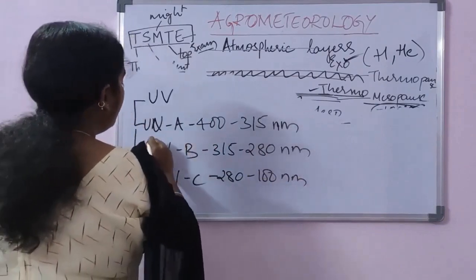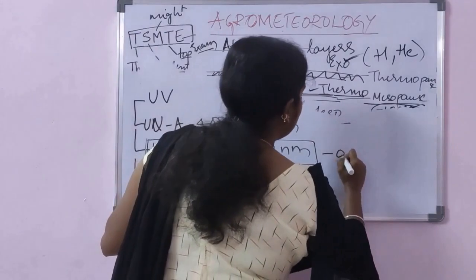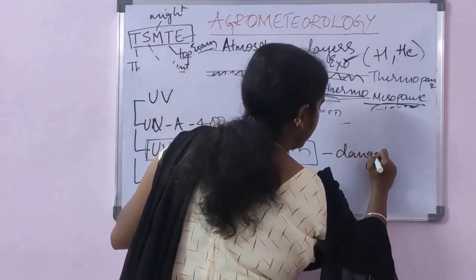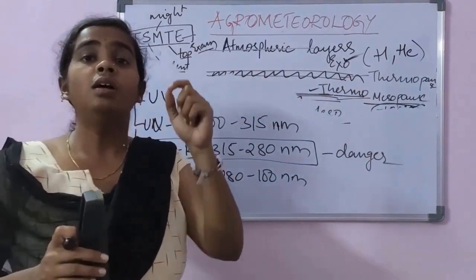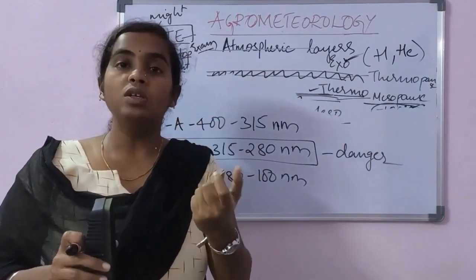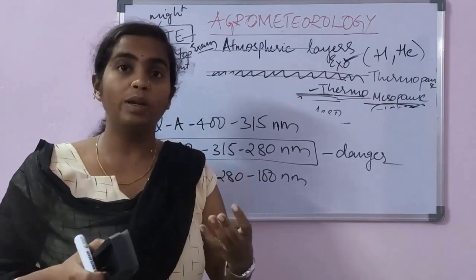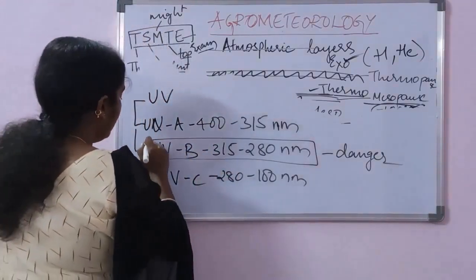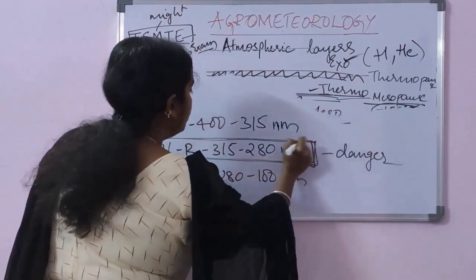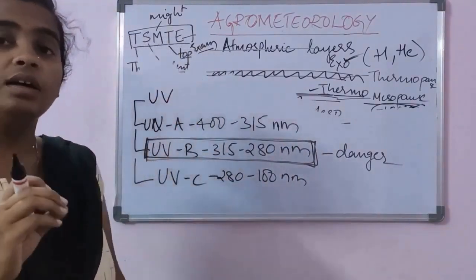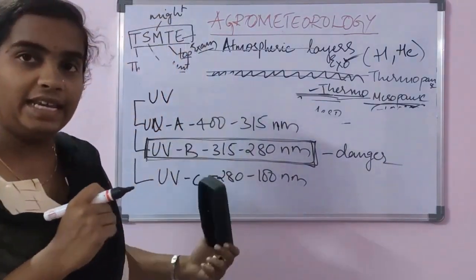Here this UVB radiation is one which is very dangerous for Earth's surface. Because of this, the particles reach the Earth's surface and it causes skin diseases, skin allergies, skin cancers in human beings. Among this, what you have to remember is which UV radiation is harmful for the Earth and what is the wavelength of different UV radiation.